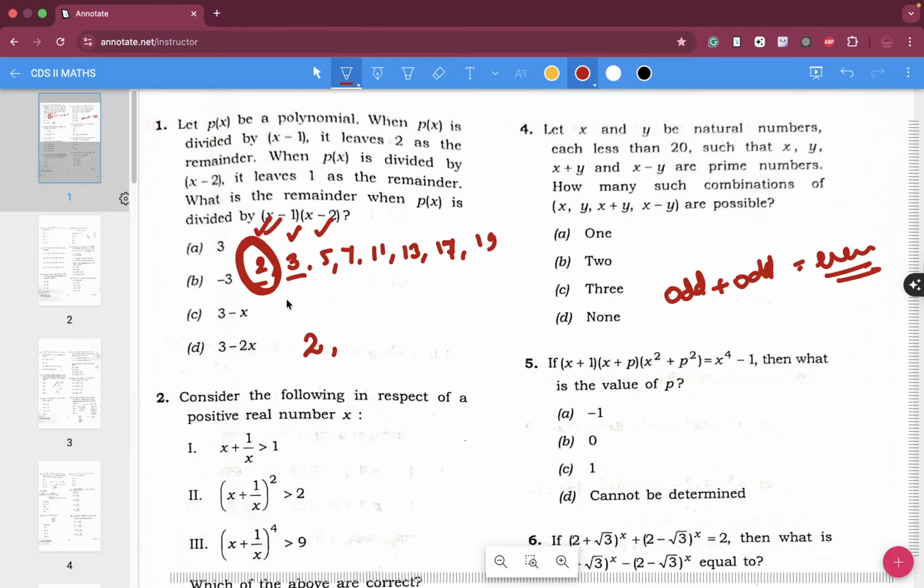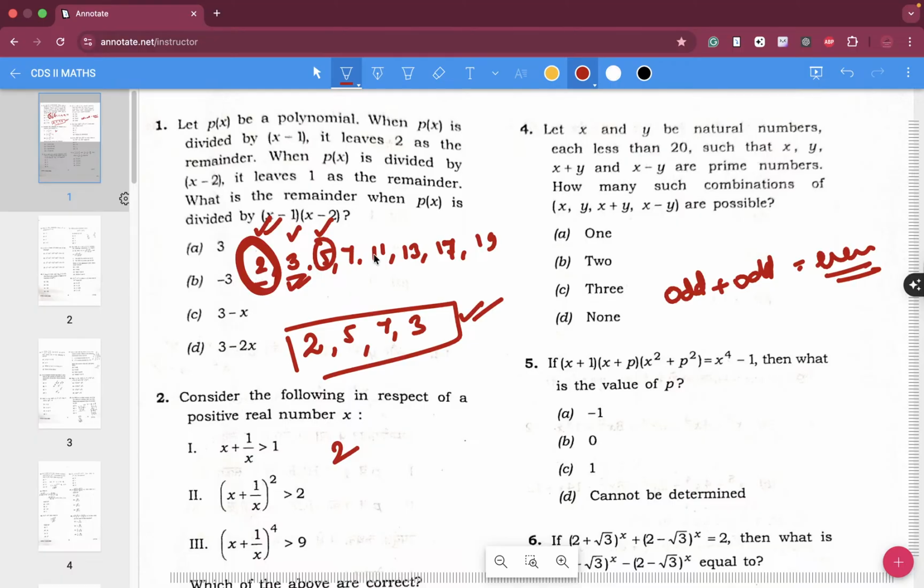With 3 it did not work out, so let's check with 5. 2 plus 5 is 7 and 5 minus 2 is 3. Yes, we got this. With 5 it worked out. Does it work out with 7? 2 plus 7 is 9. No, it doesn't work out.